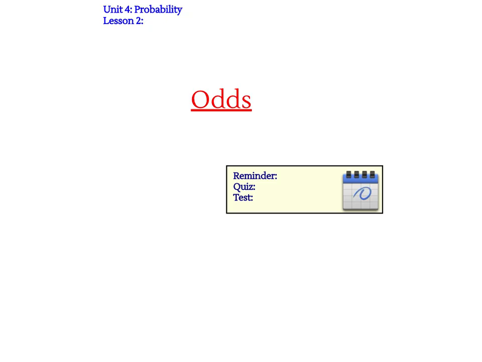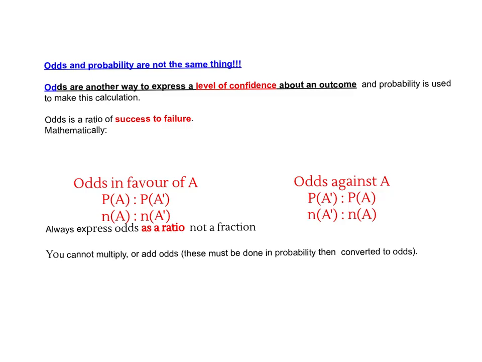Today we're talking about the difference between odds and probability. We often colloquially will say odds when we mean probability, and in data management, we have to be very, very specific. Are we talking about probability, or are we talking about odds? Odds and probability are not the same thing.